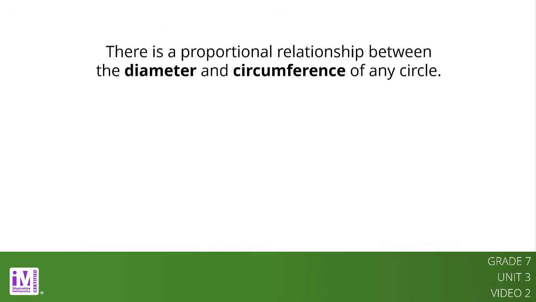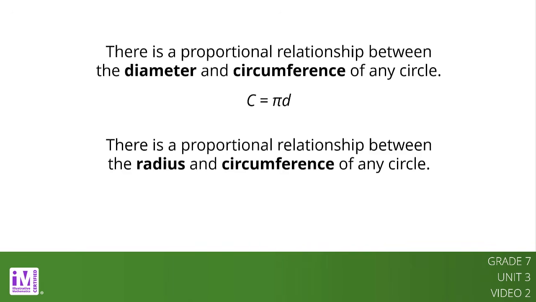In summary, there is a proportional relationship between the diameter and circumference of any circle. The constant of proportionality is pi. Additionally, there is a proportional relationship between the radius and circumference of any circle. The constant of proportionality is 2 pi. Because of this, we can calculate the radius, diameter, and circumference of a circle given just one of these 3 measurements.